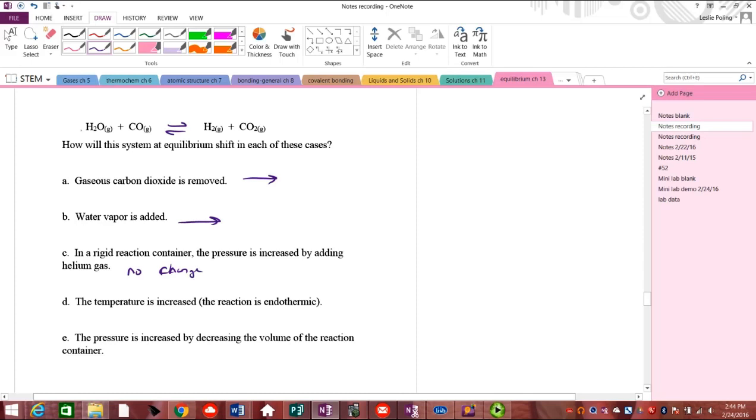If the reaction is endothermic, that means heat is a reactant. So if the temperature is increased, we're putting in more reactant, we're going to shift to the right. If the pressure is increased by decreasing the volume, we're going to have no change because we have equal moles on both sides.